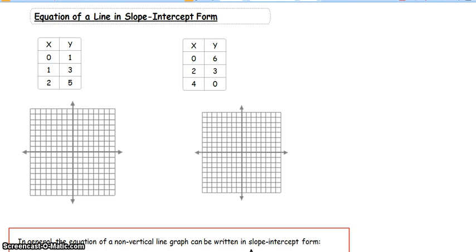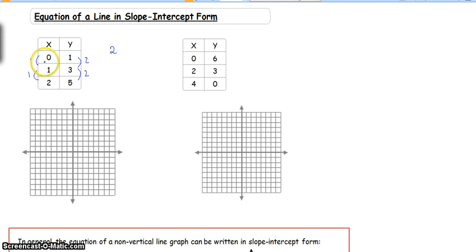In this lesson, we are going to investigate the equation of a line in slope-intercept form. We're going to start by looking at some tables of values and investigating a rule that gets us from x to y. If you'll notice in these tables, there is a constant rate of change. My y is increasing by 2 each time, while my x is increasing by 1. This constant rate of change is the multiplication factor in my rule.